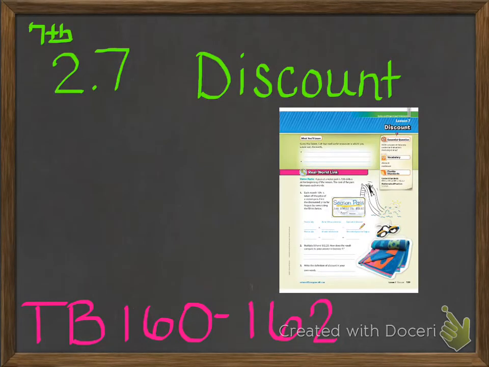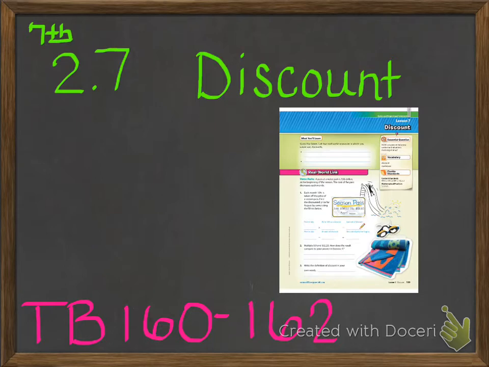This is chapter 2, section 7, discount. So we're going to be working with store discounts, money, so you want to keep that in mind as you're giving me your final answer. This is going to be on textbook page 160 through 162. I'm only showing you this page so that you can get to the right chapter.